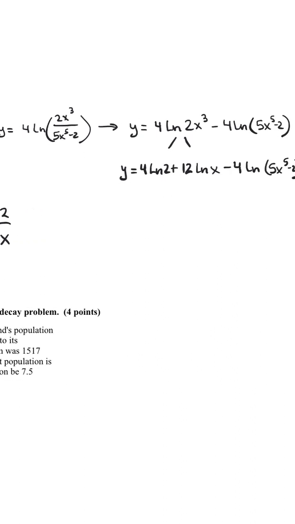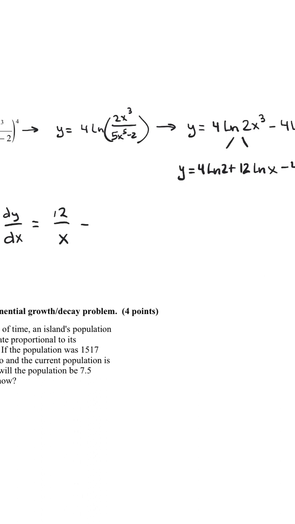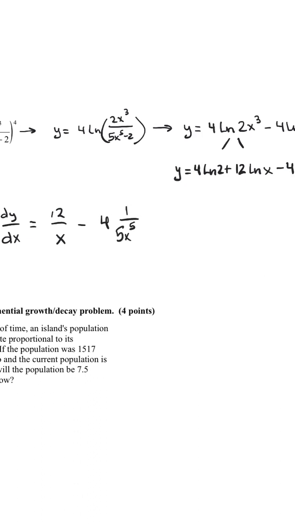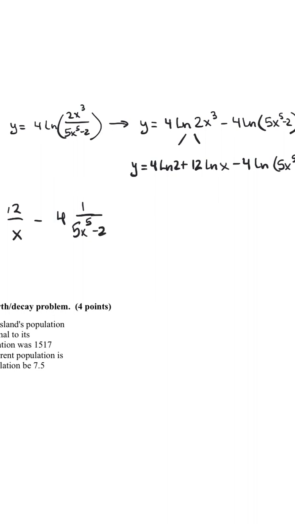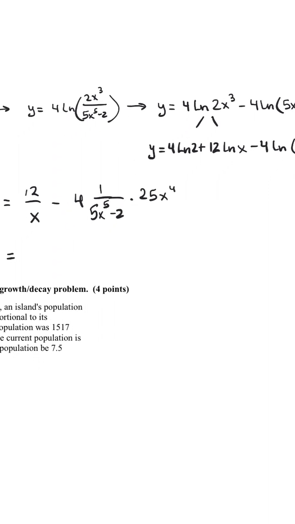And then the derivative of 4 natural log of 5x to the fifth minus 2 is going to be 4 as a coefficient, and then 1 over 5x to the fifth minus 2 multiplied by the derivative of 5x to the fifth minus 2, which is 25x to the fourth. If we simplify there, we end up with that.